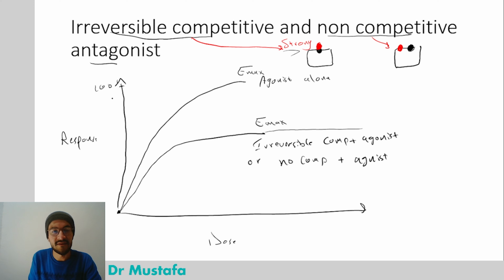Now for the EC50, so half the max response is 50% response. And if we plot it here, we get the EC50. So the EC50 for the agonist alone, and for the agonist plus the reversible competitive or the non-competitive, they all have the same EC50, in comparison with the reversible competitive plus the agonist. It does not have the same as the agonist alone.